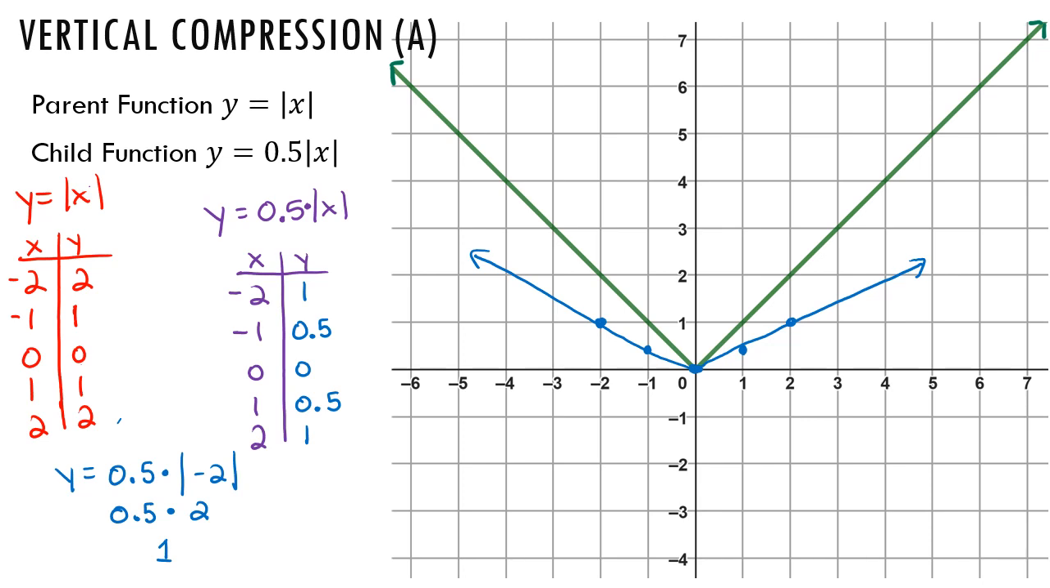So now I'm going to do another child function. I'm going to make it y equals 0.25 absolute value of x. And that graph would look something maybe about like this.